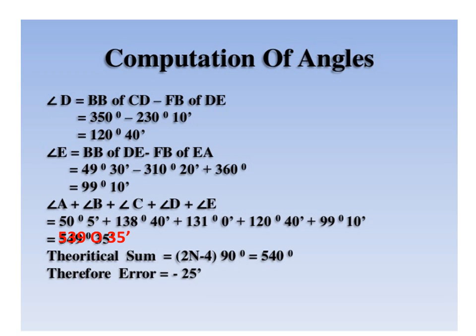Then we'll compute the angle D as back bearing of CD minus forward bearing of D. Again, angle D is less than 180 degree, therefore it is included angle. Similarly, angle E equal to back bearing of D minus forward bearing of EA. So it is 99 degree 10 minutes. So whenever we make the summation of all included angles, the sum of all included angles is 539 degree 35 minutes. So theoretical sum is 2n minus 4 into 90 degree, that is 540 degree. Therefore error is minus 25 minutes.